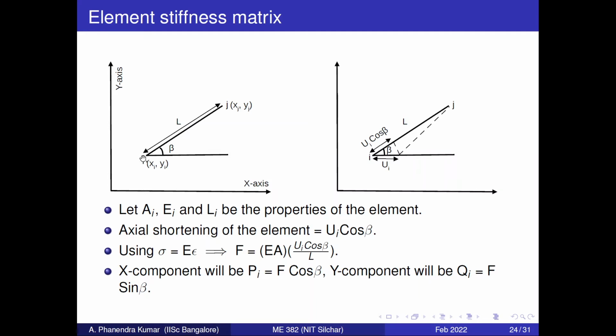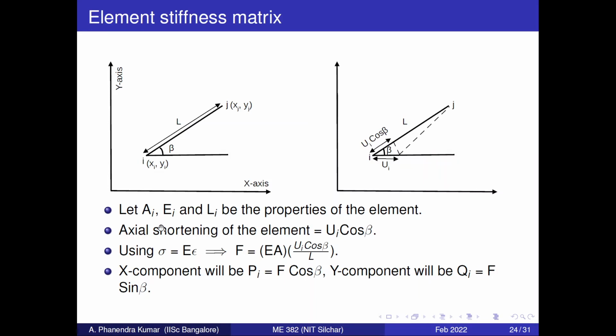We will first displace the node I to a prescribed displacement of ui. Once we displace it, the member which we are considering here will be displaced to this point. Once you resolve the component along the member, we get how much the member has displaced, or the final length of the member after displacement. So there will be an axial shortening of the member which is equal to u1 cos beta.